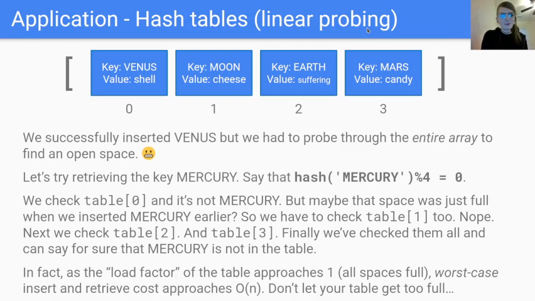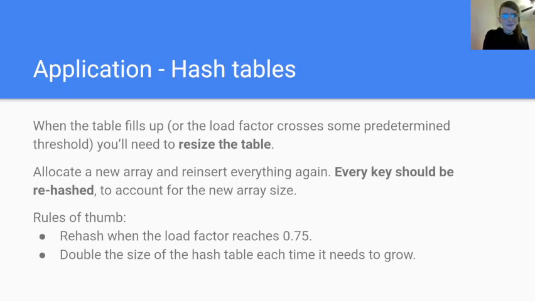And so we would like to avoid doing that. So we just don't let our table get too full. How do we deal with that? When the table fills up, or when the load factor crosses some threshold, which is the way you usually do it, you resize the table. It's called rehashing the table. You basically allocate a new array for your table and reinsert all the items again. And you rehash every key to account for the new size of the table.